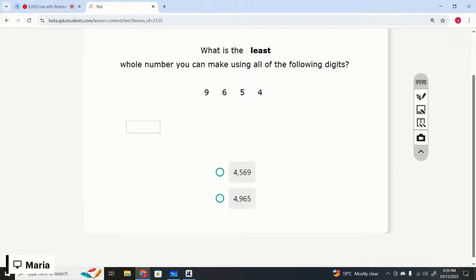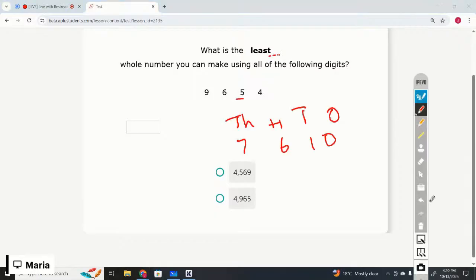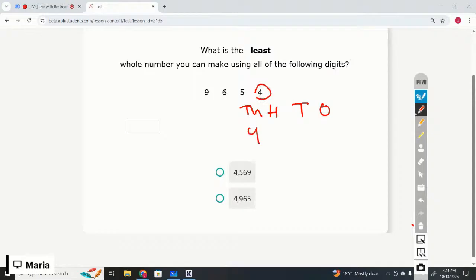What is the least whole number you can make using all the following digits? Now you're going to make the least number, right? So you need to write down the smallest number at the highest place value. So the four digit number has places 1, 10, 100 and 1000. So the smallest number is 4. Write 4 at the thousands place.